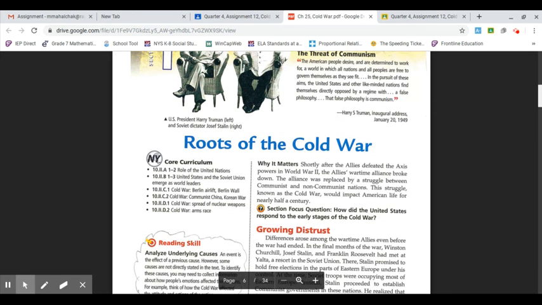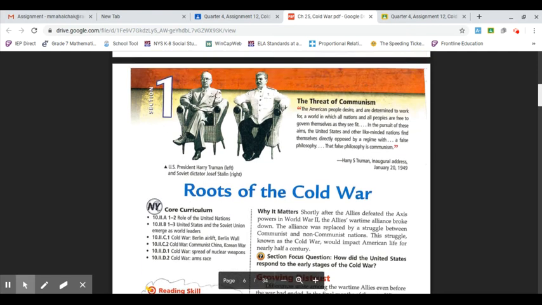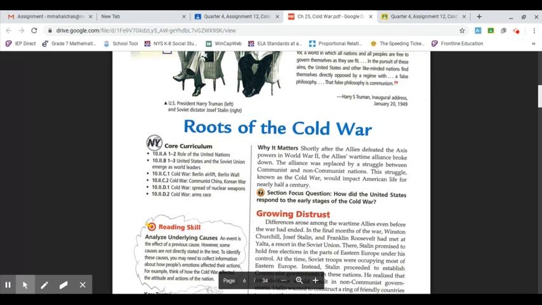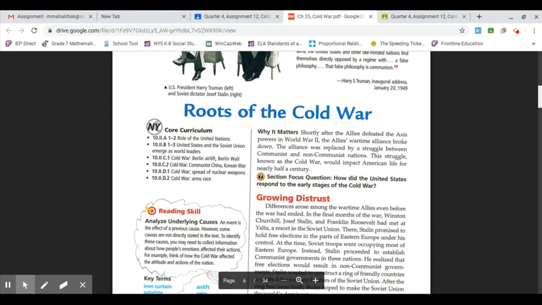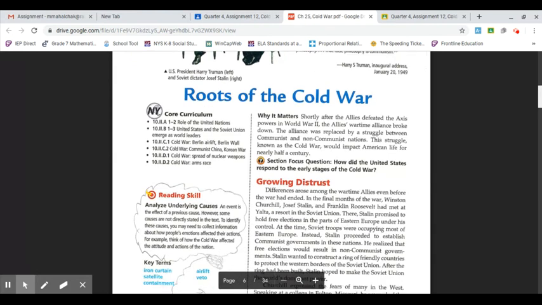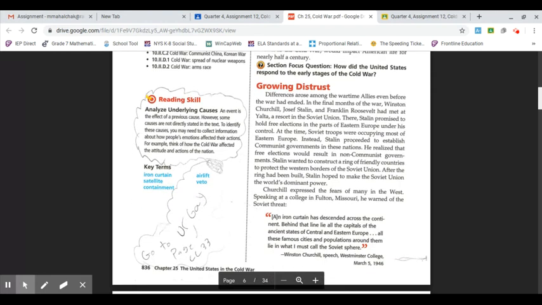Roots of the Cold War, Section 1, Why It Matters. Shortly after the Allies defeated the Axis powers in World War II, the Allies' wartime alliance broke down. The alliance was replaced by a struggle between the communist and non-communist nations. This struggle, known as the Cold War, would impact American life for nearly half a century. Growing distrust.